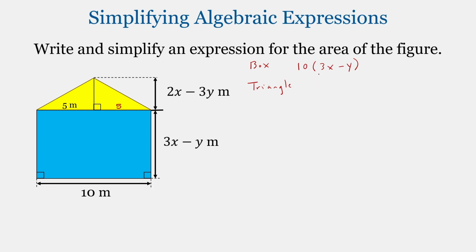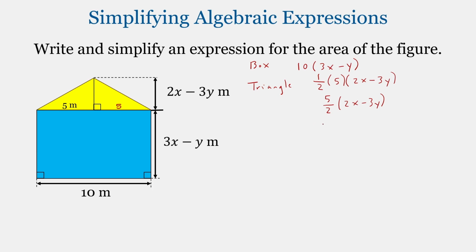So the area of one of those triangles is 1/2 the base, which is 5, times the height, 2x minus 3y. And we can go ahead and simplify this down a little further. So 1/2 times 5, that's 5/2, times 2x minus 3y. So the area of one of those triangles is 5/2 times 2x minus 3y.